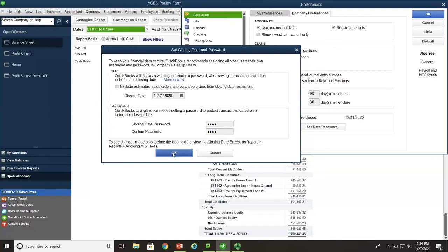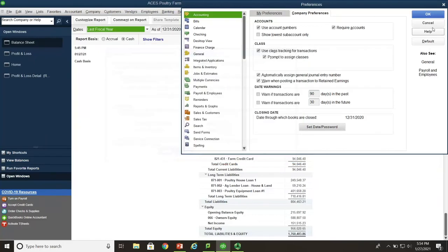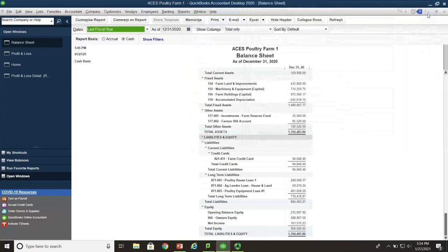And that way, if you do try to make an entry to 2020, once we press OK, you'll be warned that 2020 is closed. So we've now locked the 2020 books, and we are done. We can still print all the 2020 information we want. We just can't change it without putting in a password.